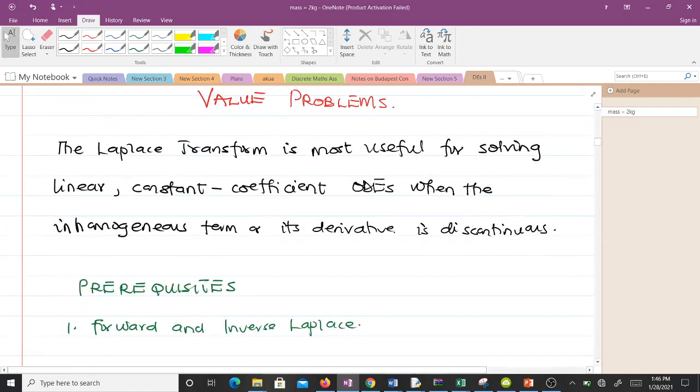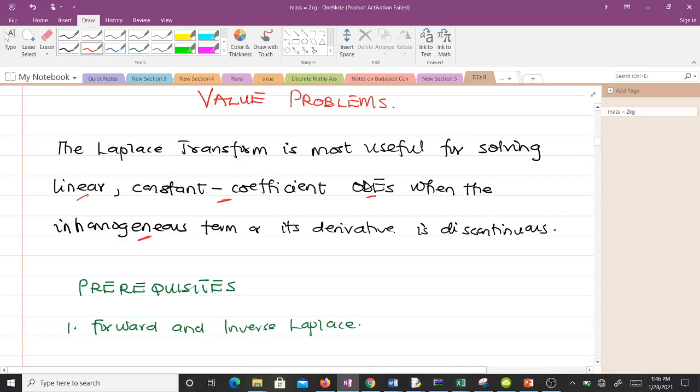So the Laplace transform is most useful for solving linear, and I know you learned classifications of differential equations, so you understand what we mean by a differential equation being linear. Constant coefficients, that means that I cannot have a variable coefficient. So the Laplace transform is most useful for solving linear, constant coefficient, ordinary differential equations when the inhomogeneous term or its derivative is discontinuous. I hope you know what the inhomogeneous term is, right?